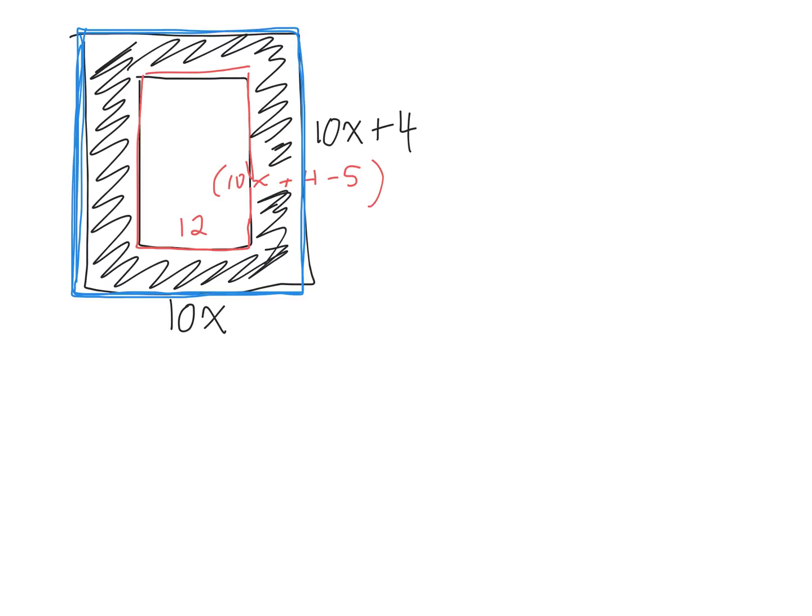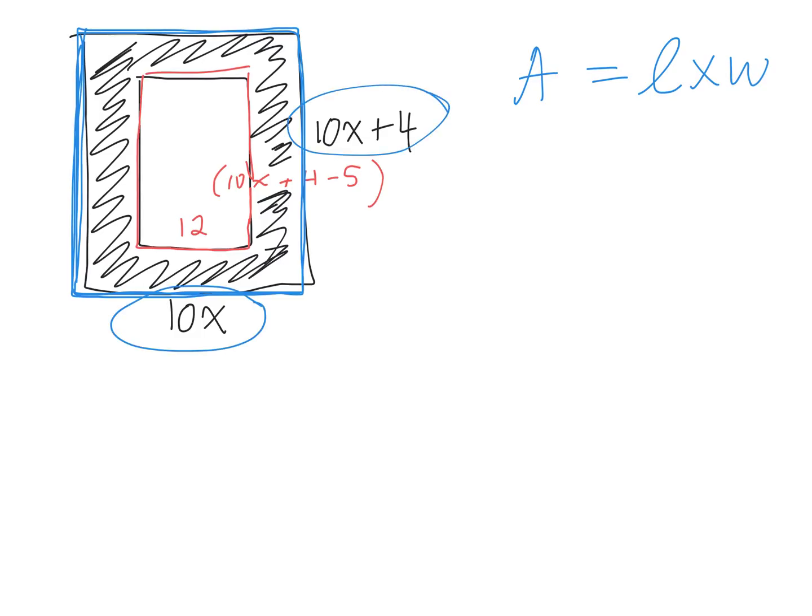To find area, it's length times width. What's the length and the width of the blue rectangle? What's the length? I need to take this and multiply it by this. So 10x times 10x plus 4, correct? That will give me the area of the entire thing, the whole shape.